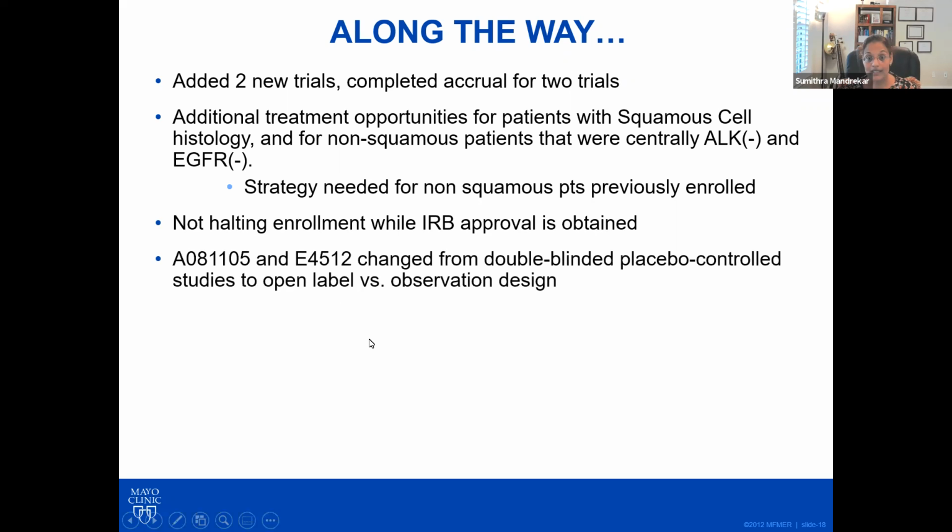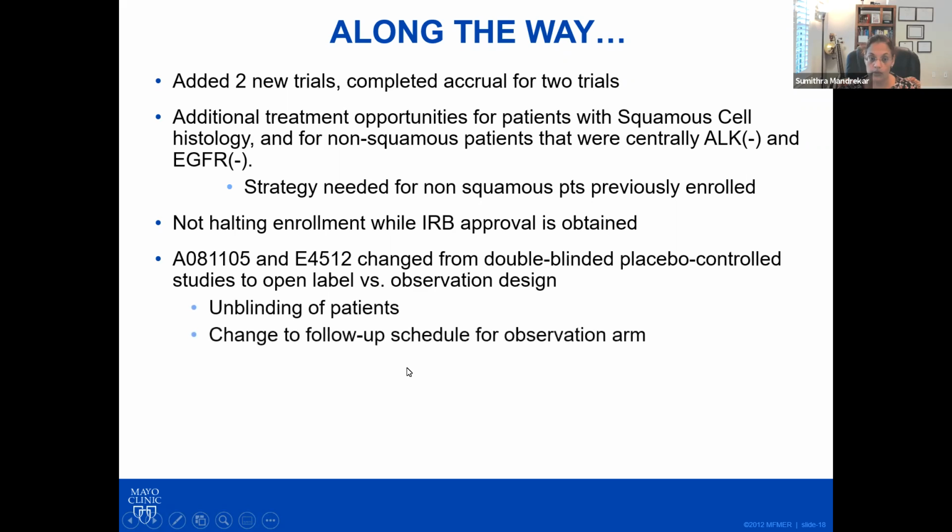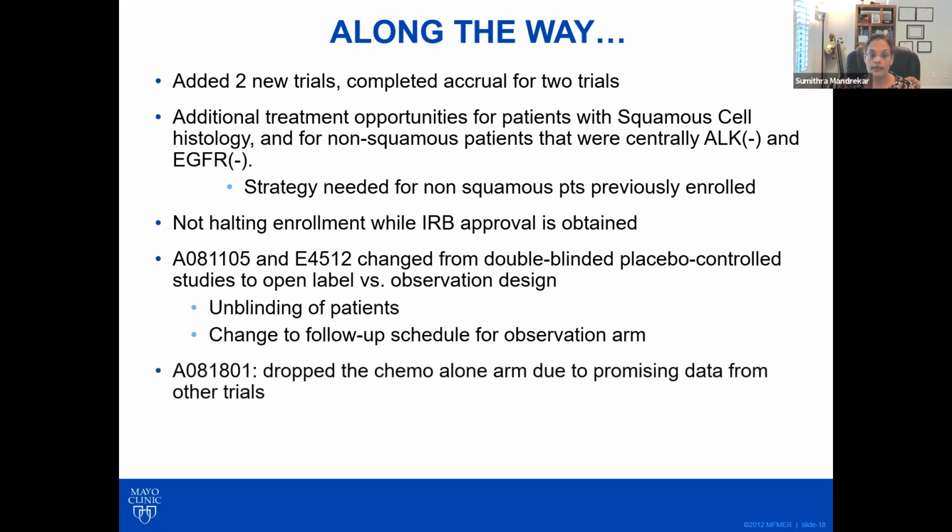We also changed the study design along the way. There were new approval of drugs, so it wasn't ethical to do double-blind placebo-controlled studies. So we had to unblind the patients, and we had to change the follow-up schedule because now these patients are moved into an observation arm, so data collection changes. And we also had to drop arms on some of those treatment studies because of promising data from other trials. So again, the complexity of maintaining 5 studies in one protocol should not be minimized.